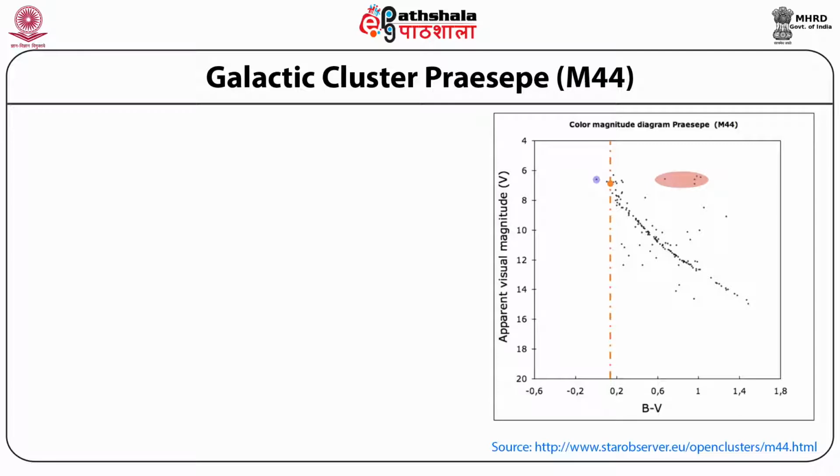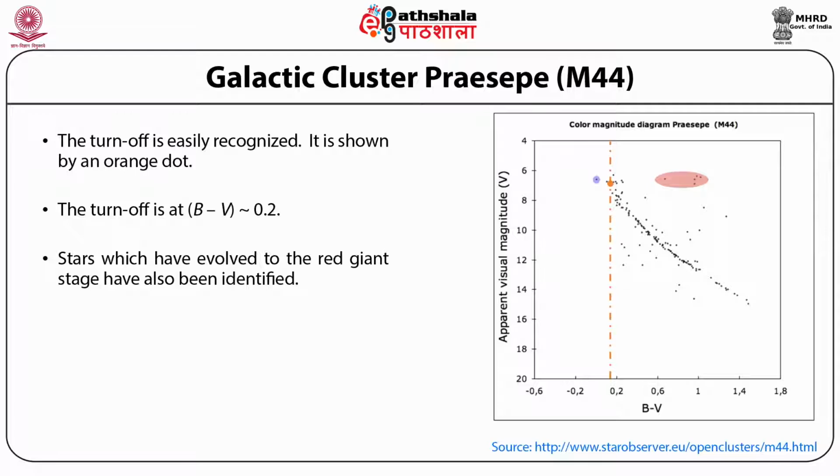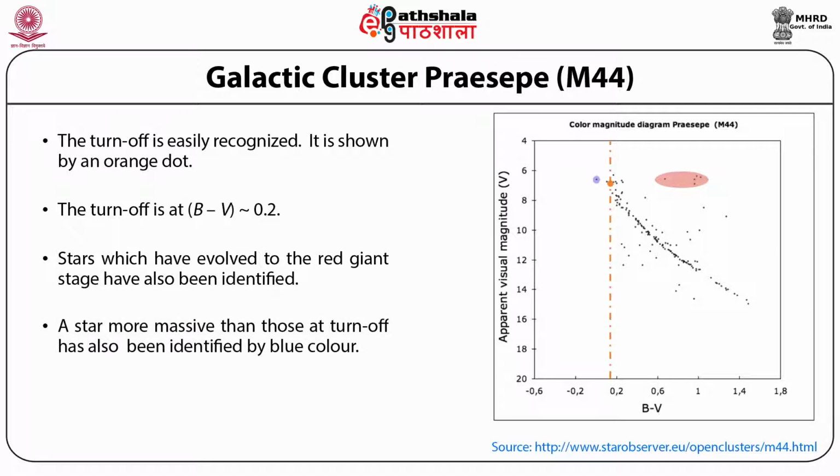Galactic cluster Praesepe M44. Now this shows the CM diagram of the open cluster Praesepe M44, and here the turnoff is easily recognized and shown by the orange dot, and the turnoff is at B minus V approximately 0.2. Notice that here the y-axis has the apparent magnitude, and the stars which have evolved to the red giant stage have also been identified. A star more massive than those at the turnoff has also been identified by its blue color. Such stars are called blue stragglers.